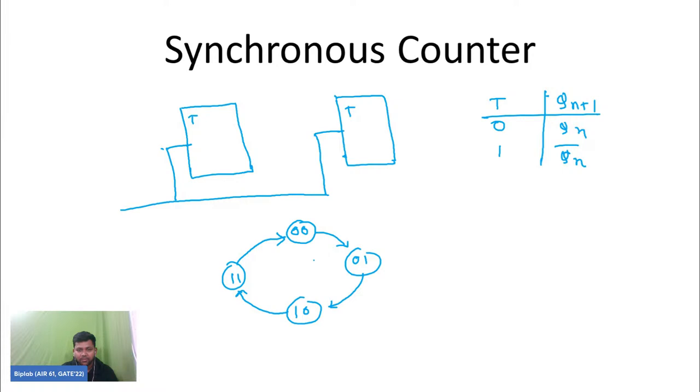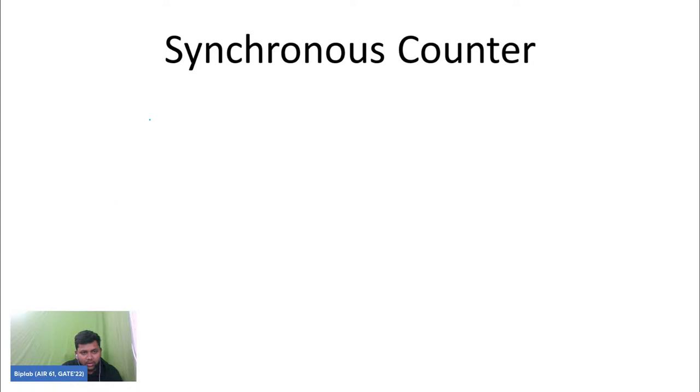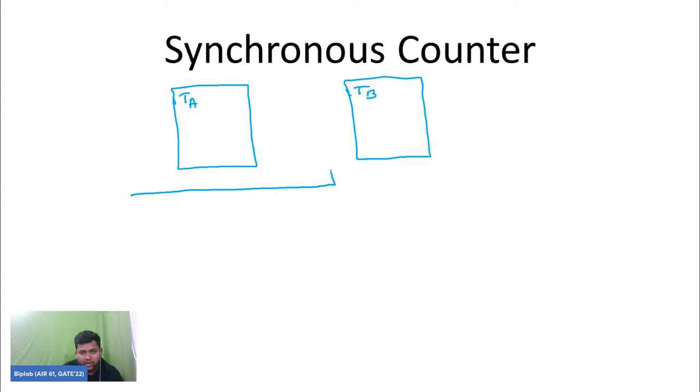Let me first write the table here. You have to draw this one also. Let's say TA and TB are the 2 flip-flops. The same clock is connected to both. There is the output QA, and this is the output QB. Now we don't know what the inputs are.